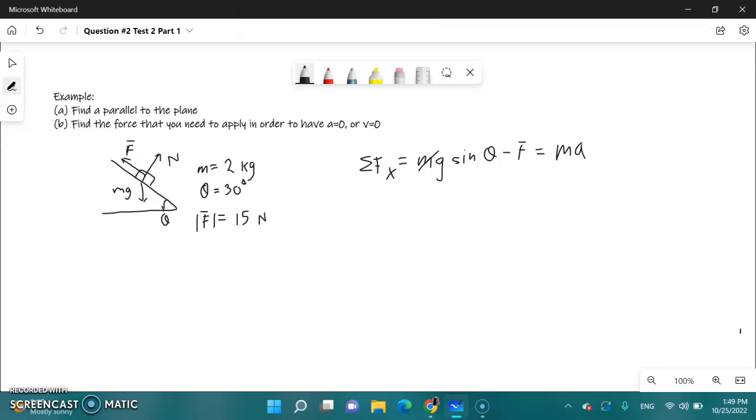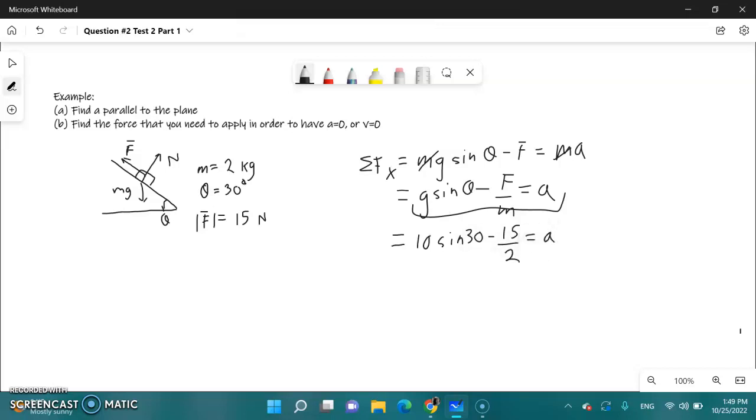And then if we take out m in this equation and divide by m, we're left with g sine of theta minus F divided by m equals the acceleration. So we can use this equation to find the acceleration parallel to the plane, and we just apply the values that we've been given. 10 sine of 30 minus 15 over 2, and that will be the acceleration.